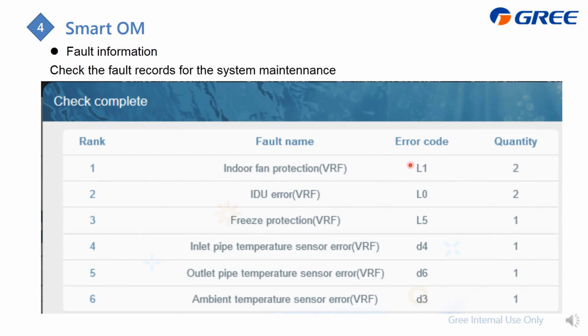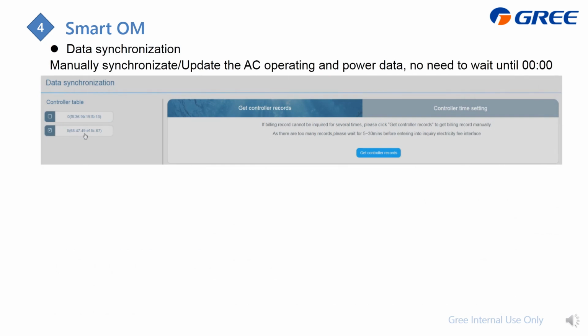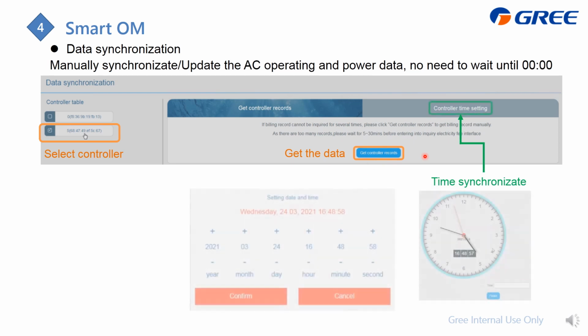And also from here you can check the indoor unit errors. They will display here just for your reference. And this is the data synchronization. With this one, it can collect the data from the gateway to the PC. Otherwise, it will update only at this period. First select which gateway, and then press get the data. It's okay. And this is the time synchronization.